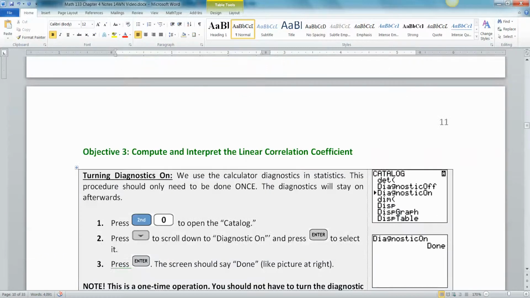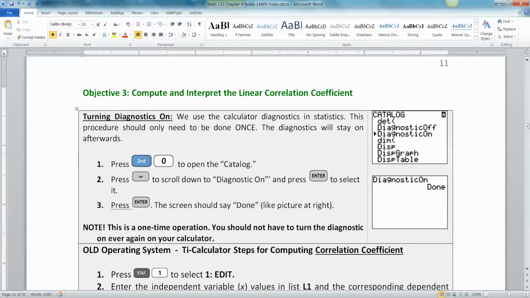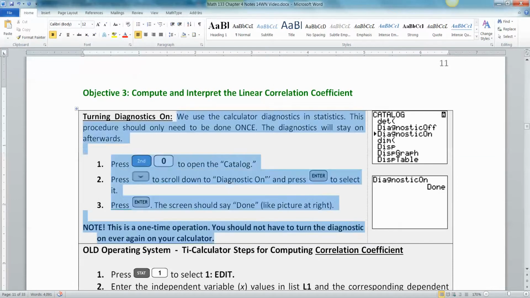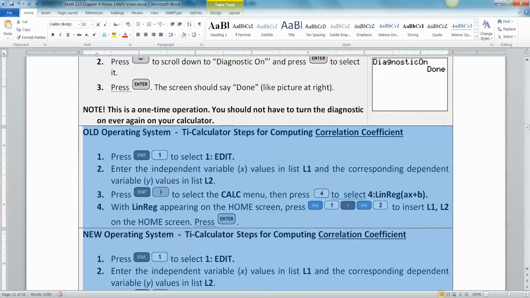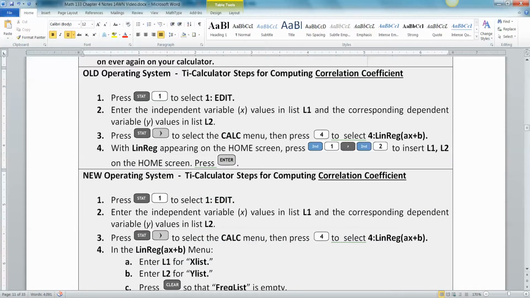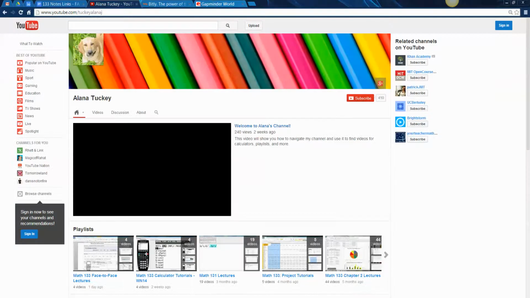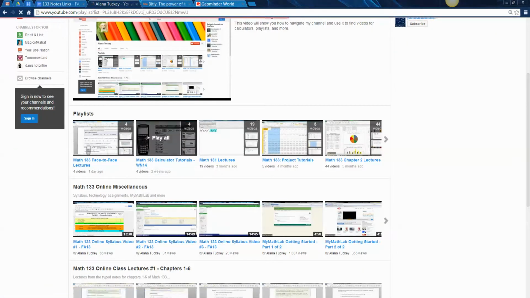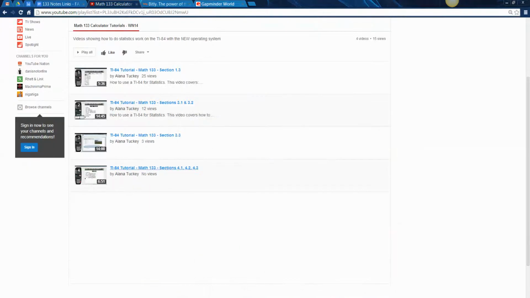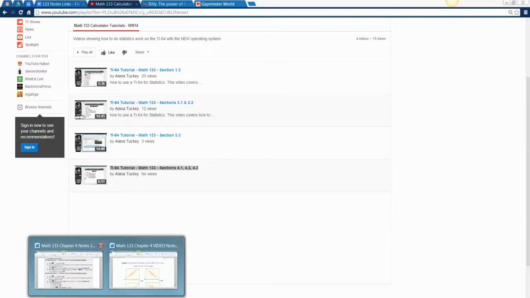All right. Now, how do you compute the correlation coefficient? I have a video for that. Let me pull that up. You have to do one thing first. You have to turn diagnostic on your calculator. And then I have the instructions right here. I can't show you right now because the computer won't run my calculator program right now. But here we go on my channel, right down here under Math 133 Calculator Tutorials. Right there, Chapter 4, Sections 4.1, 4.2, 4.3. I go through how to do that with a calculator. All right, so there you go.